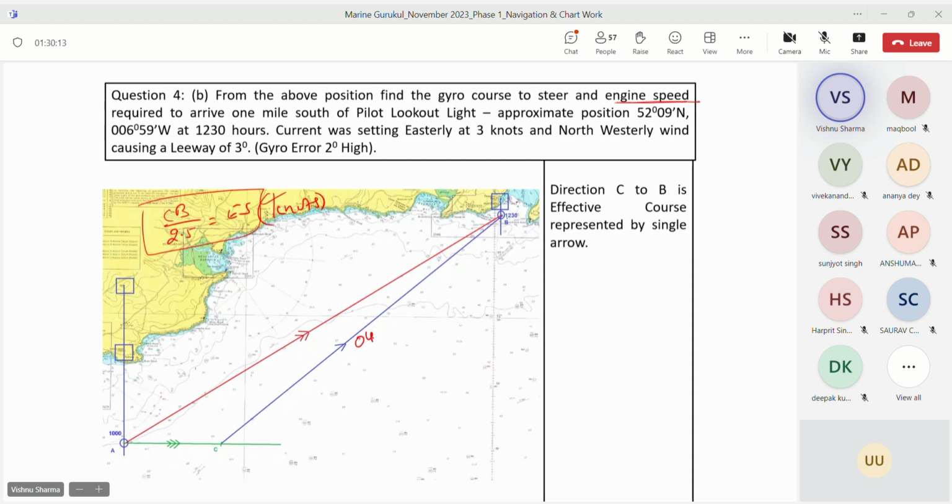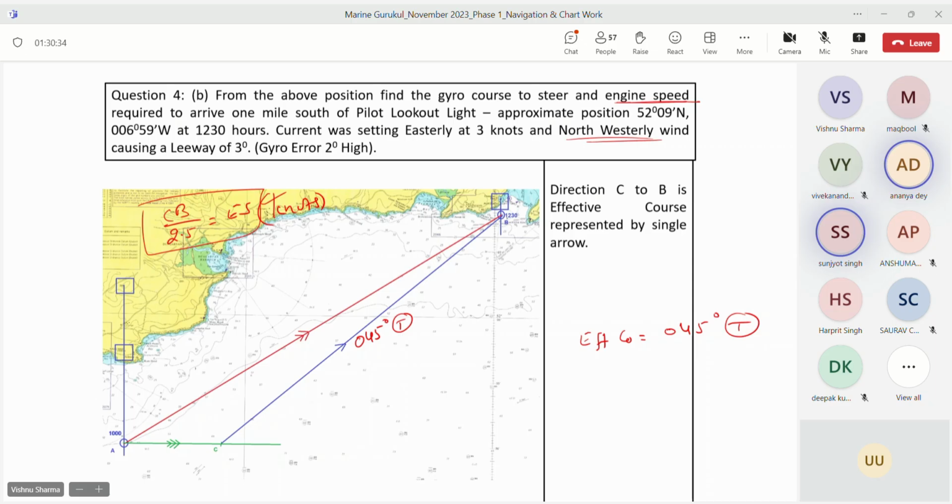Let us say this is 045 degrees true. So what are we saying? Effective course is 045 degrees true. I'm doing this on the answer sheet now, guys. What is the direction of the wind? Northwesterly. That means, is the wind going in the northwesterly direction or coming from northwest? Coming from. Now, those who are saying going to, do you stand corrected or are you still saying going to? That is how wind is named. Wind is from. It is coming from.